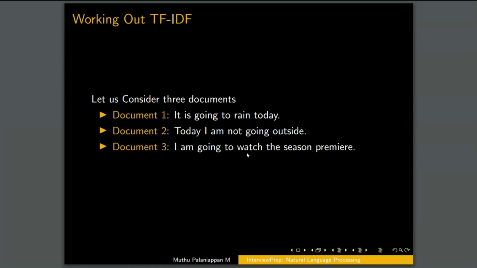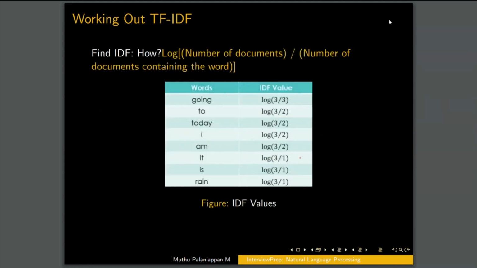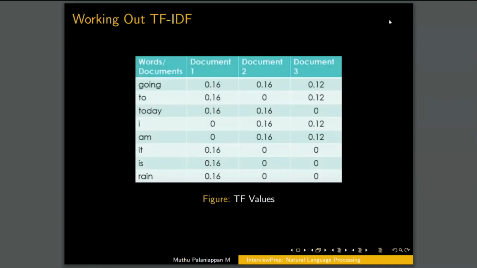It's not containing the word "today" in document 3, so I'm not going to increment the value. It's going to be 3 by 2. Perfect. In a similar fashion, you calculate for all the words in your vocabulary.